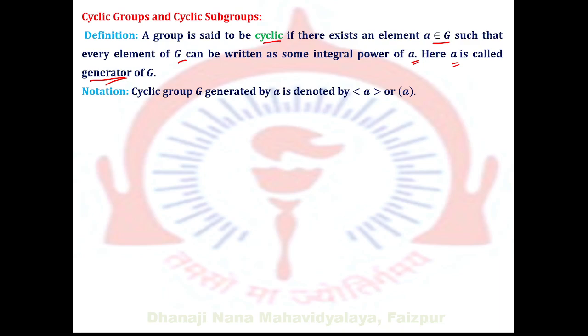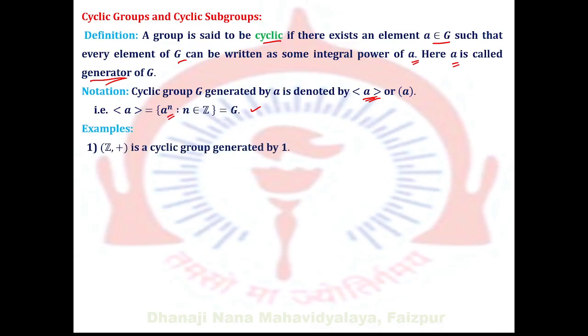So notation: the cyclic group G generated by a is denoted by this notation, that is, the cyclic group generated by a. That is, the cyclic group generated by a can be written as the set of all a raised to n such that n belongs to Z, and that is equal to G. So here every element of G can be written as some integral power of a.